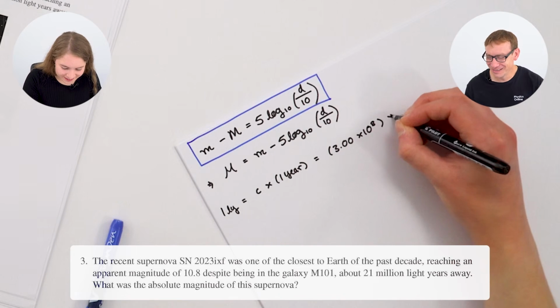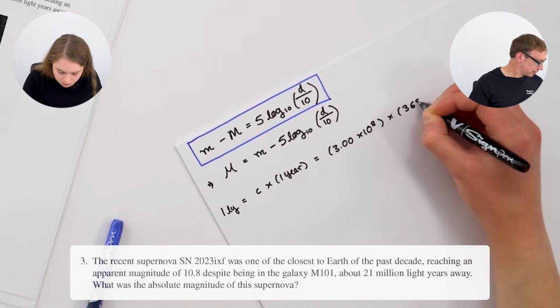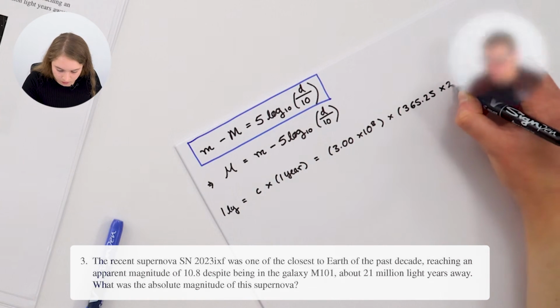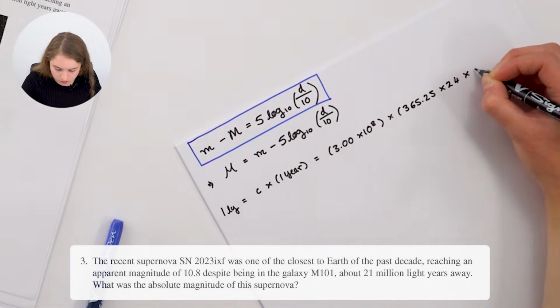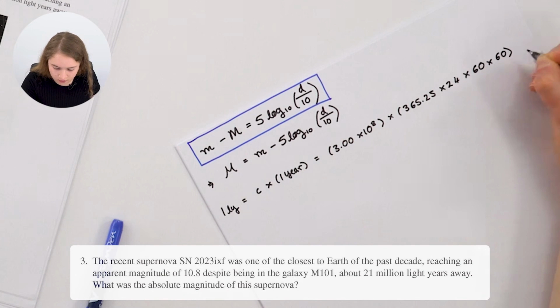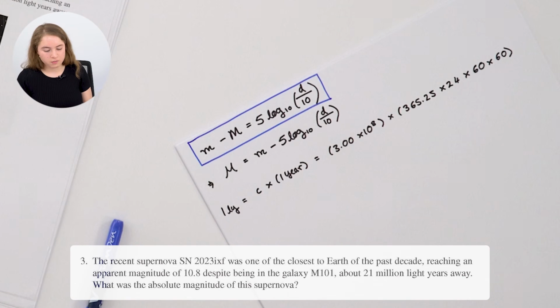Famous physics pens. And the number of seconds in a year, I'm going to use 365.25 as the number of days in a year. Each day has 24 hours, each hour has 60 minutes, and each minute has 60 seconds. Some people memorize the number of seconds in a year. I don't feel that's entirely necessary. I just multiply all those numbers together each time.